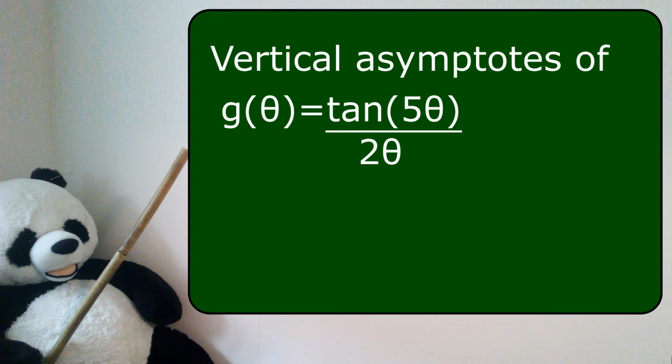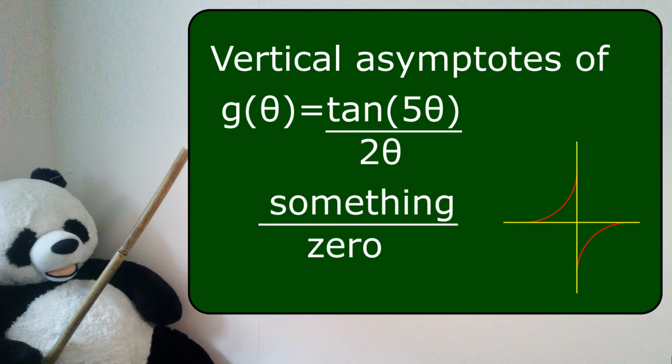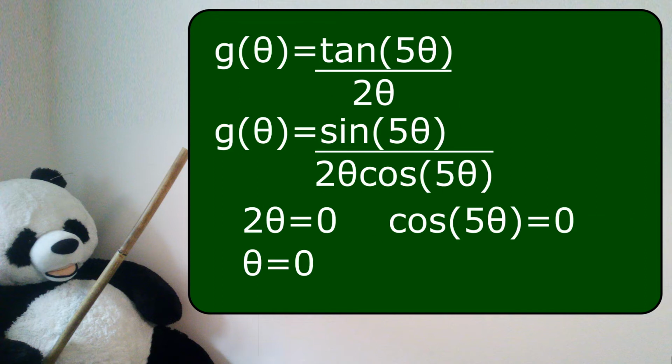Someone asked for the vertical asymptotes of the tangent of 5 theta divided by 2 theta. If you've ever been told that you can't divide something by 0, what happens is it shoots up towards infinity, which is where you get your vertical asymptotes. So to figure out where the vertical asymptotes are for this function, we need to figure out where the bottom part of the division here, the denominator, equals 0.